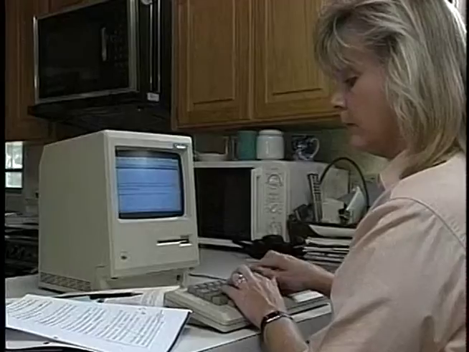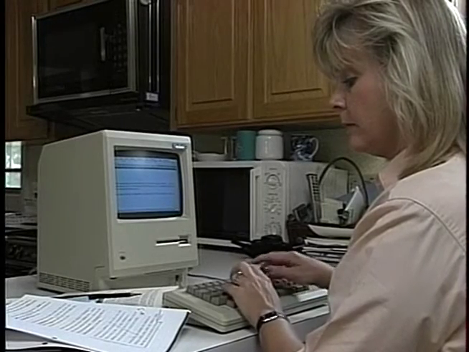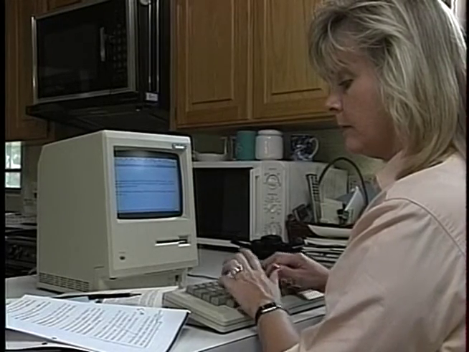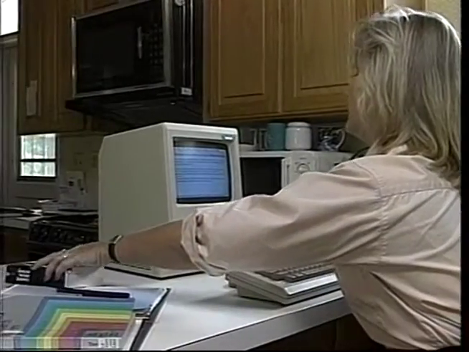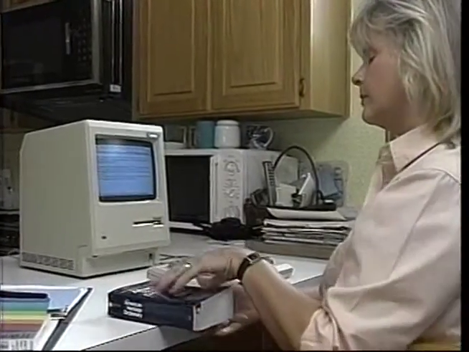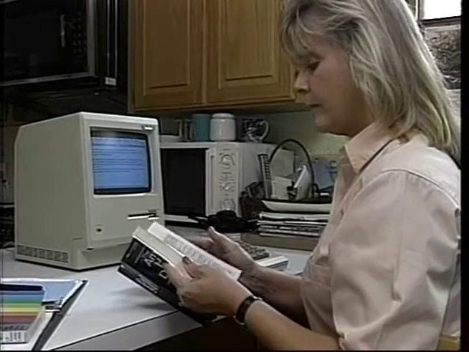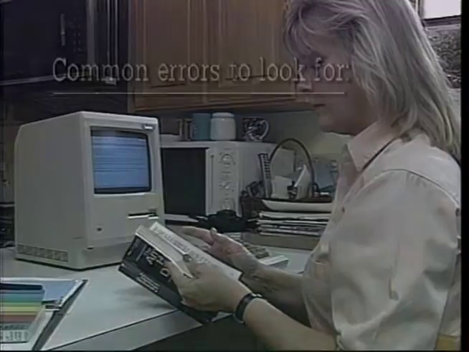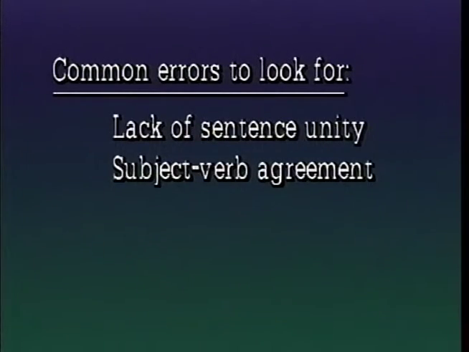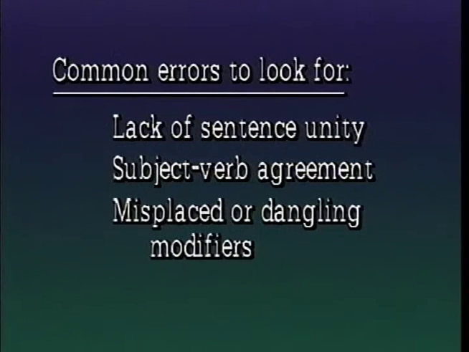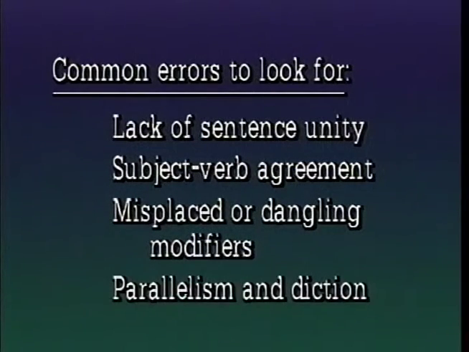If you have been using a computer to write your drafts, you may have a software package to assist you in checking for spelling errors. This can be tremendously time-saving. Otherwise, you will have to look up any word which seems questionable. Besides spelling, the most common types of errors to look for are lack of sentence unity, problems with subject-verb agreement, misplaced or dangling modifiers, and problems with parallelism and diction. Let's take a look at each.